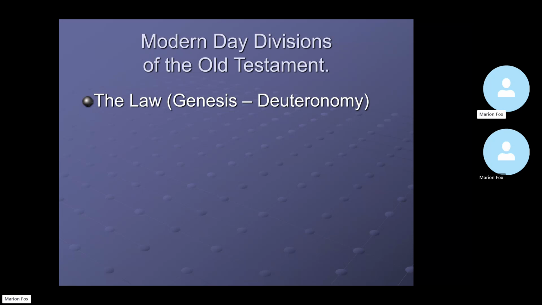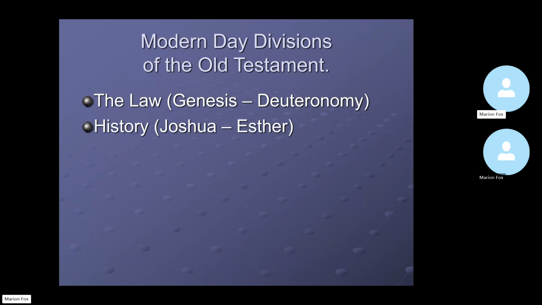The law, he lists. Now here's a modern way, as I grew up as a youngster and was taught, we had these divisions. We had the law, that would be Genesis through Deuteronomy, for the Pentateuch. I didn't learn it as the Pentateuch until I was much older. The term Pentateuch was foreign to me. It was unknown to me until I was probably 16 or 17 years old.